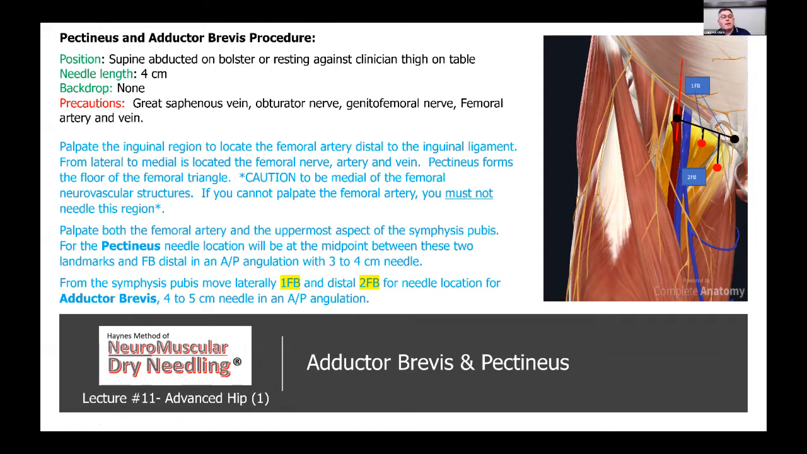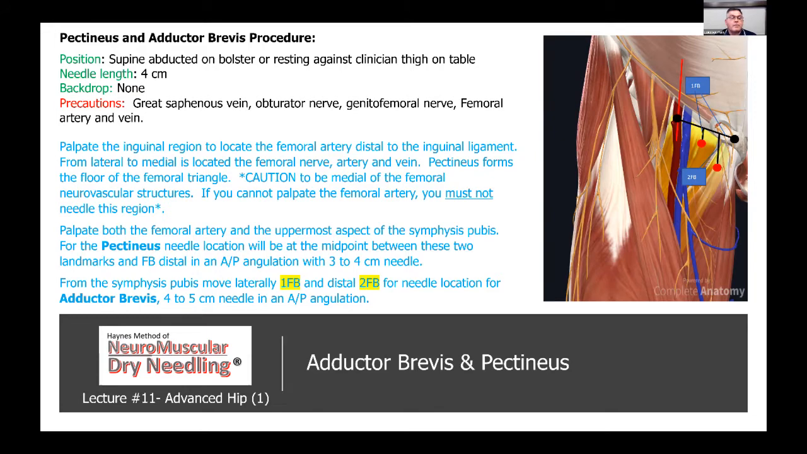What we're going to do is palpate the inguinal region to locate the femoral artery distal to the inguinal ligament. We're going to go from lateral to medial. It's located at the femoral nerve, artery, and vein. Pectineus also forms the floor of the femoral triangle, and caution here to be medial of the femoral neurovascular structure. So once you find and palpate the femoral artery, we're going to be medial to that. If you cannot palpate the femoral artery, you must not needle this region. You've got to be able to identify that in order to do this in a safe manner.